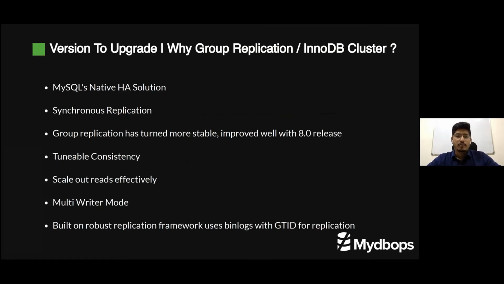And why we have chosen group replication is that it is MySQL's native HA solution. We have other HA solutions like Galera cluster available, which also uses the Galera replication plugin to provide HA. But MySQL group replication is a native solution of MySQL, and it does provide synchronous replication and tunable consistency. Because of the tunable consistency, we are able to scale out the reads effectively and avoid stale reads on the cluster nodes.